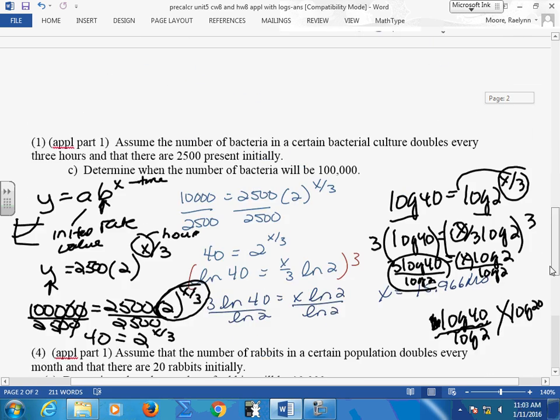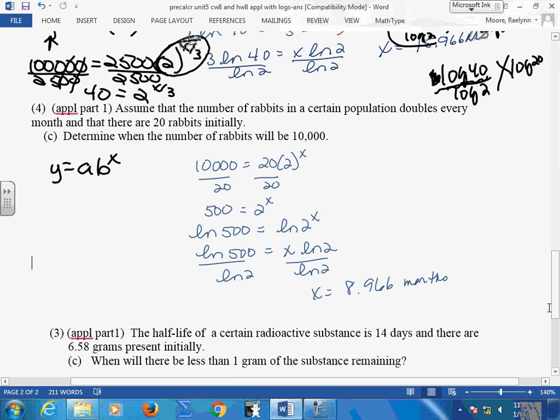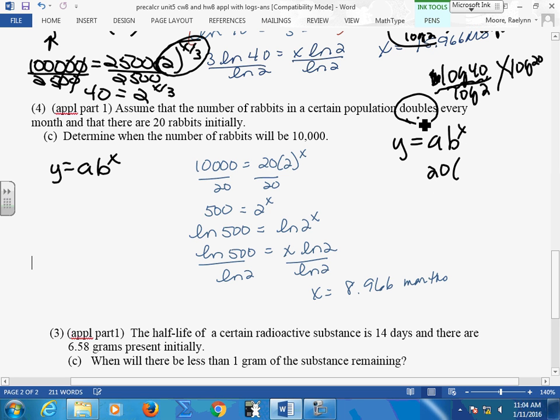So let's take a look at your rabbits. Your rabbits started at 20. I'm going to fill this all in. I started with 20 rabbits. What am I doing to them? Doubling. That's my rate. Every month. So X represents every month, right? When my answer is X equals, it will be months. I want to know, when will this reach 10,000?